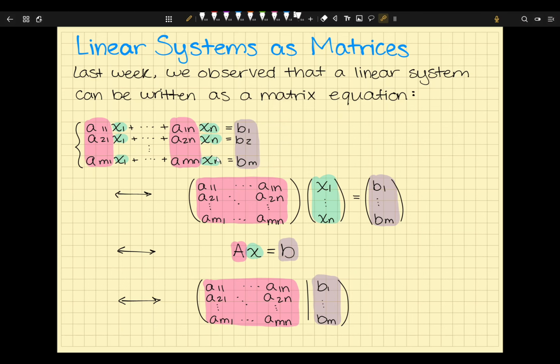And then what we also said is that this X data is kind of redundant. We know that X1 is always in the first column, X2 is always in the second column, and Xn is always in the nth column. So we said, let's just throw it out. And oftentimes we'll work with this form, which is called the augmented matrix. It's just a convenient notation, really.